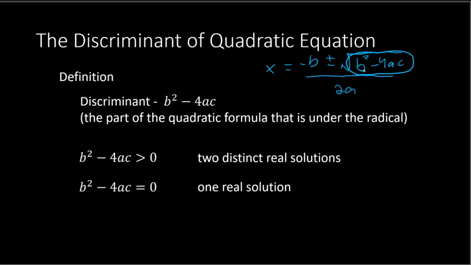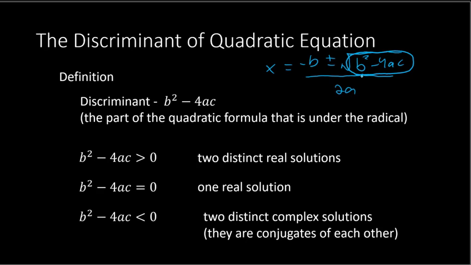If it's less than 0, so the part in the radical is less than 0, that means we're going to have an imaginary answer. All right, so if it's less than 0, we have two different imaginary or complex answers. Complex meaning imaginary. And the two answers would be conjugates of each other. So it's going to be something plus a number and then something minus a number.